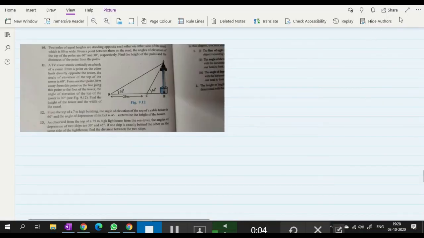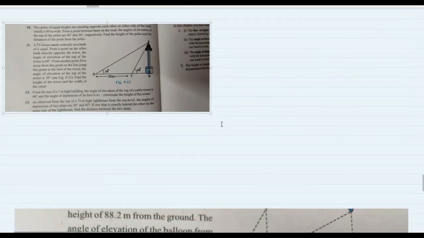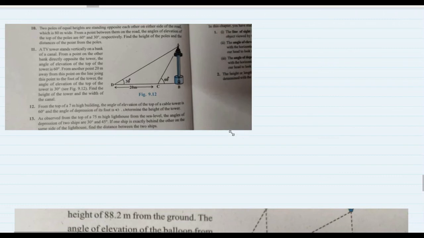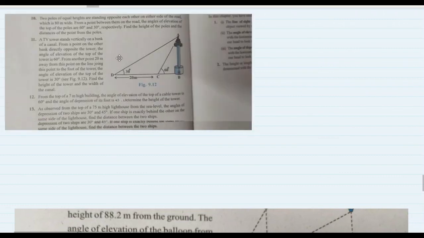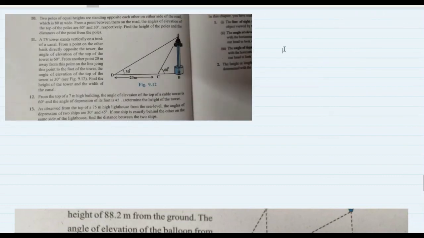Okay, so this chapter is called heights and distances, or applications of trigonometry. The first thing is that after reading the question, you should be able to draw the diagram. If you're able to draw the diagram properly, then I think half the job is done. Then only calculation and application of formula remains. That's not a big deal, that we can deal with. But main thing is drawing the diagram properly.